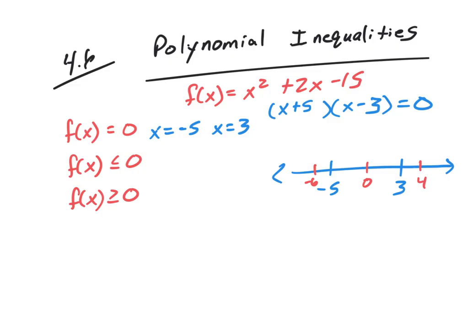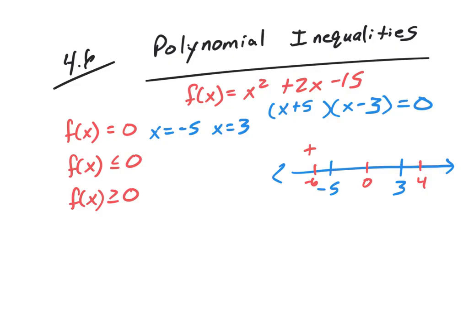So when I plug in negative 6, squared is 36. 2 times negative 6 is negative 12. So 36 minus 12 would be 24. 24 minus 15 would be 9. Okay? And that is positive. And so what I'm going to do here is I'm going to say when I plug in negative 6, I get a positive answer.